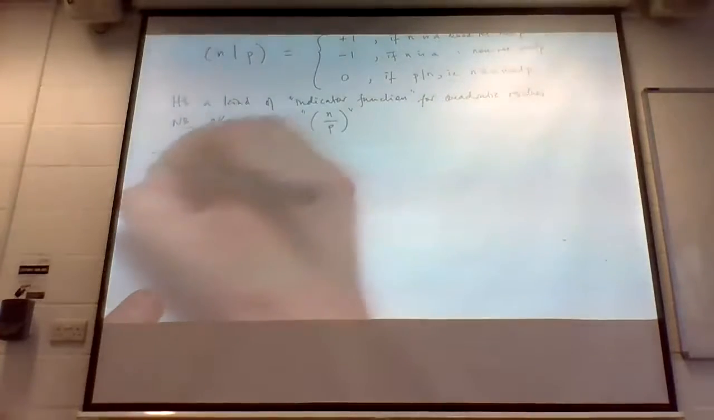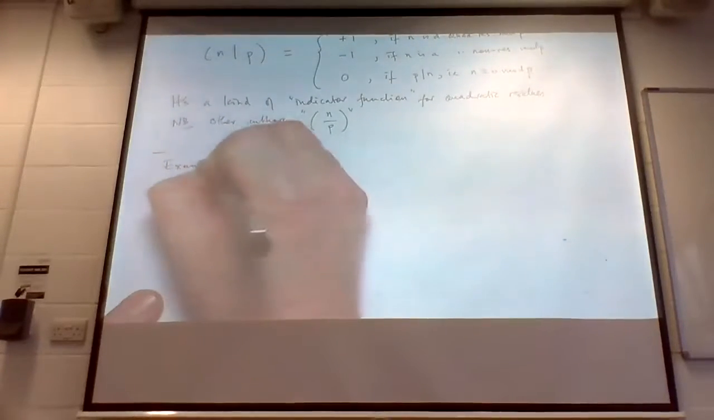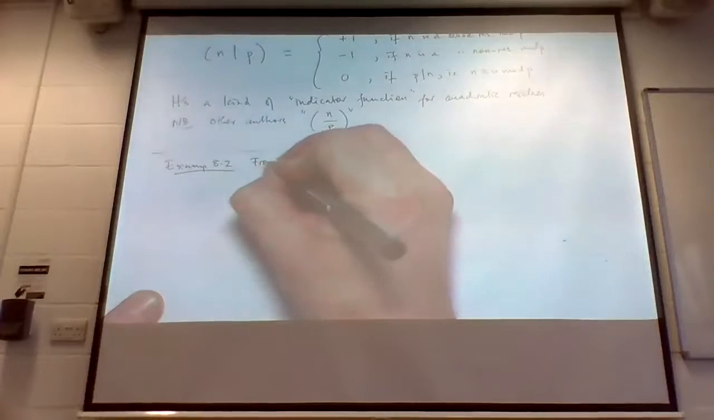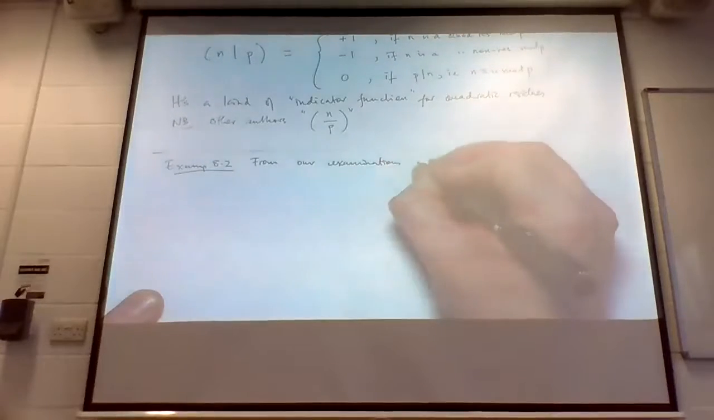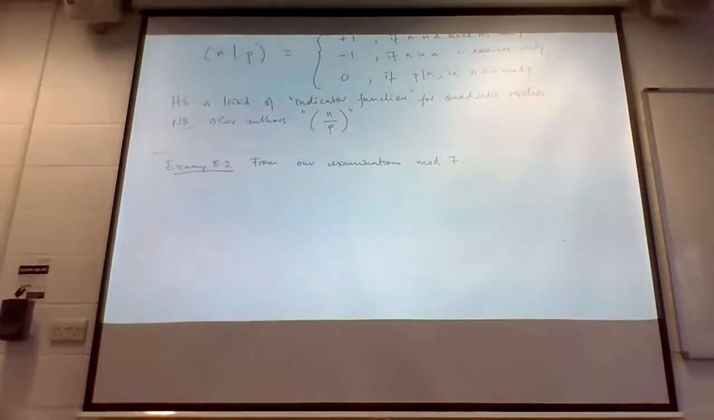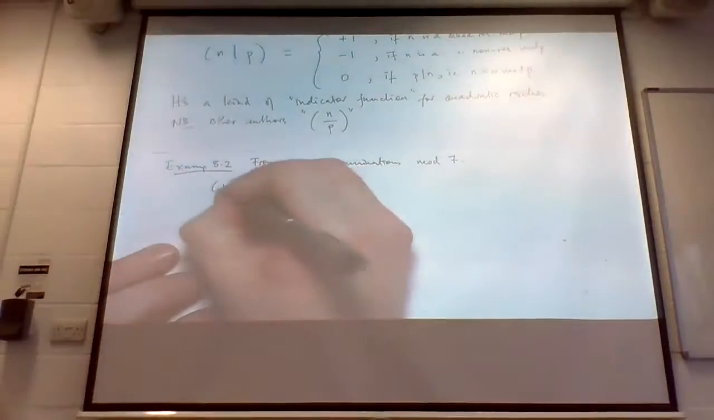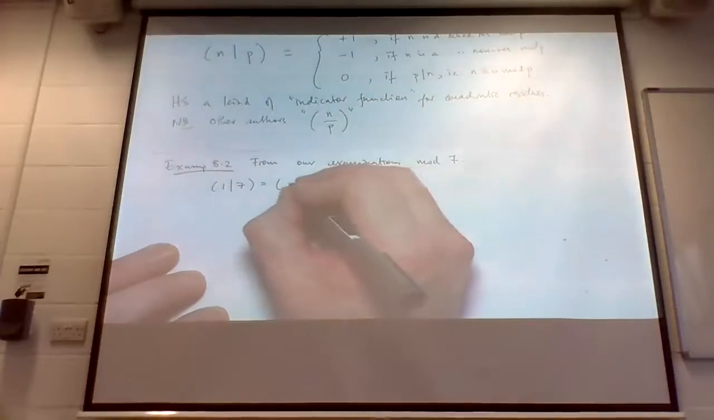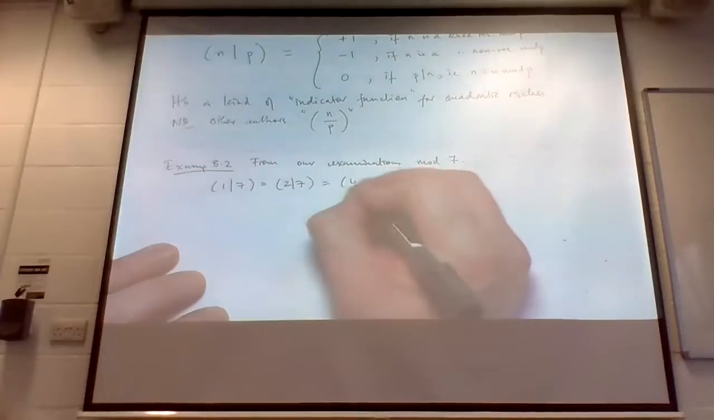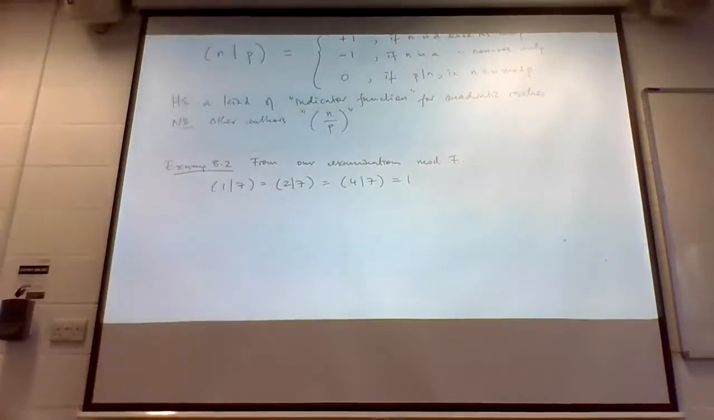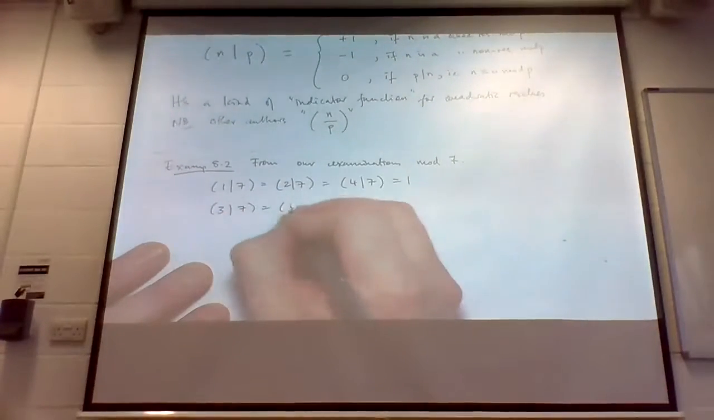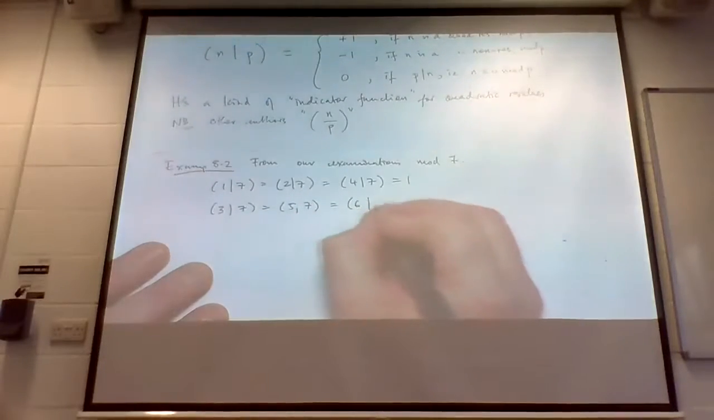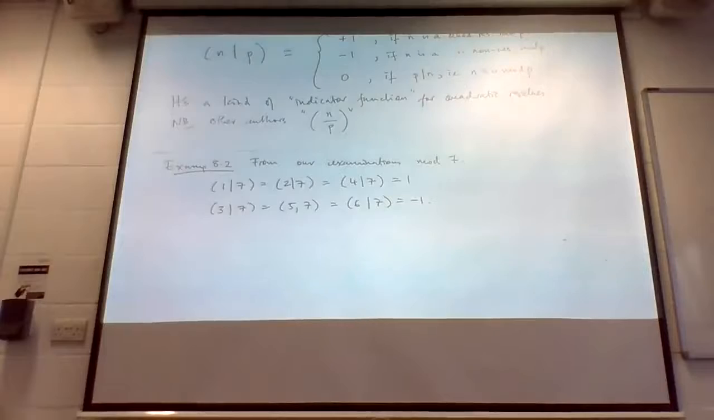Just to see some examples of its use: from our investigations mod 7, the Legendre symbols of 1, 2, and 4 modulo 7 are all +1, because 1, 2, and 4 are the quadratic residues mod 7. And 3, 5, and 6 are -1, because they are the quadratic non-residues.